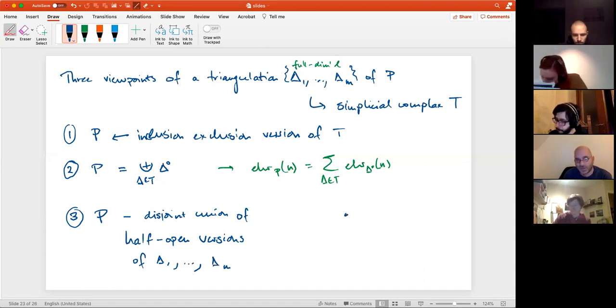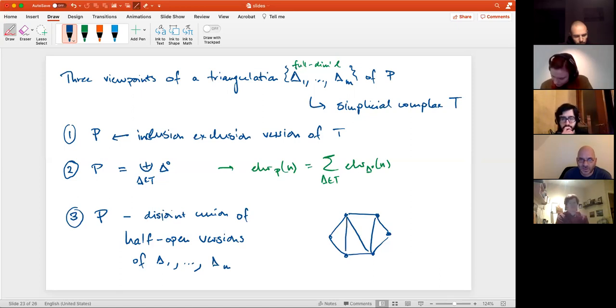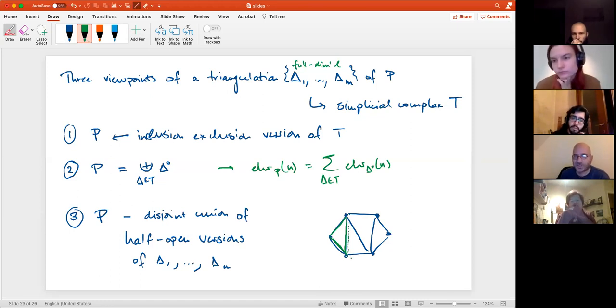What I mean by this: let's say I have some polytope and some triangulation, maybe like this. These are my top dimensional simplices, and I don't want to worry about the simplicial complex. So I'm going to start somewhere. Let's say I start over here with my simplex, and then I make my next simplex here adjacent to it, sort of half open here. So I'm going to take away this facet.